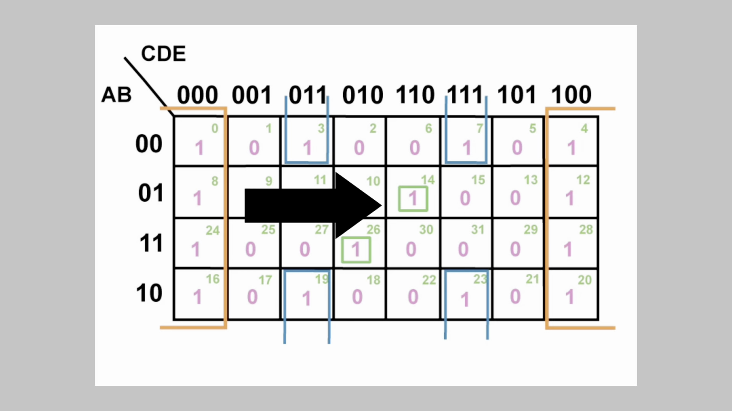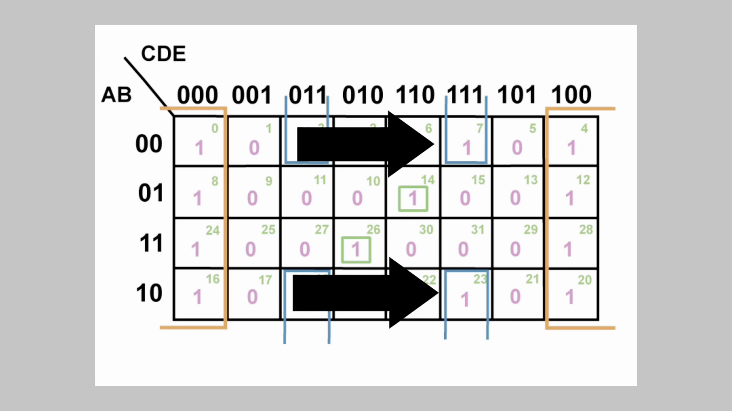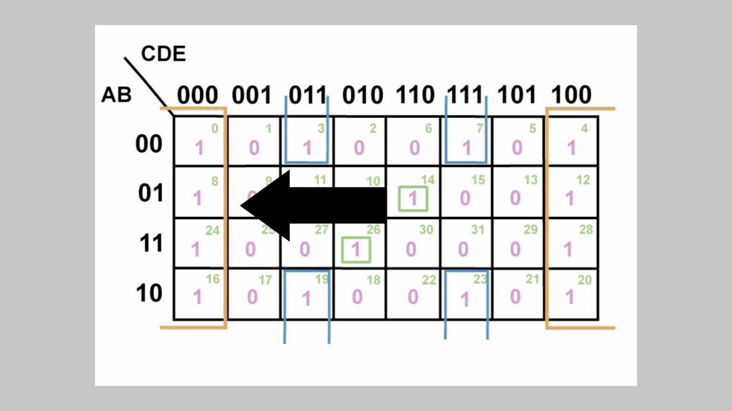One square represents one minterm, giving a term with 4 literals. 2 gives a term of 3 literals. 4, 2 literals. 8, 1 literal. And 16 adjacent squares produce a function that is always equal to 1.